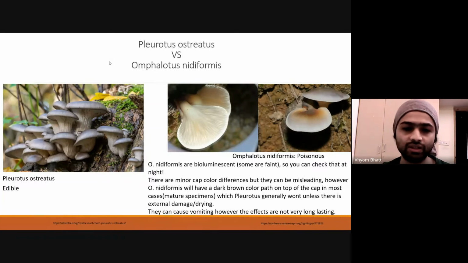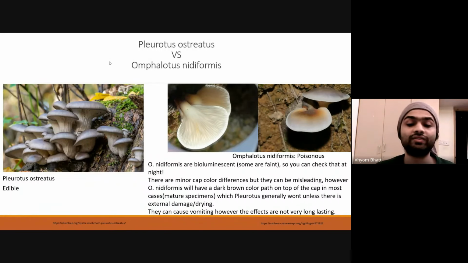Now they are very similar. Okay, so how can you differentiate between them? If in doubt, throw it out is what you can remember. But if you want to figure it out, what you can do is, Omphalotus nidiformis are bioluminescent mushrooms. Some will have very faint bioluminescence, but some will be very prominent. So at night you can check that. Yeah, another bioluminescent mushroom by the way.